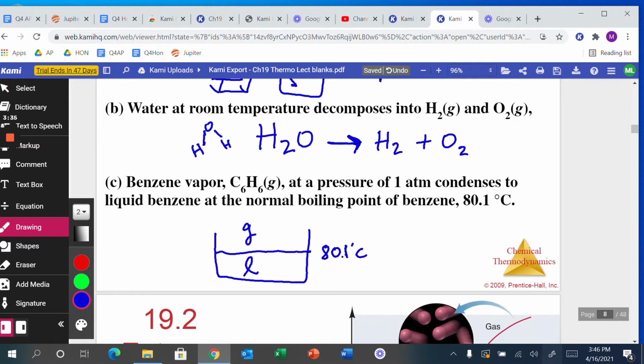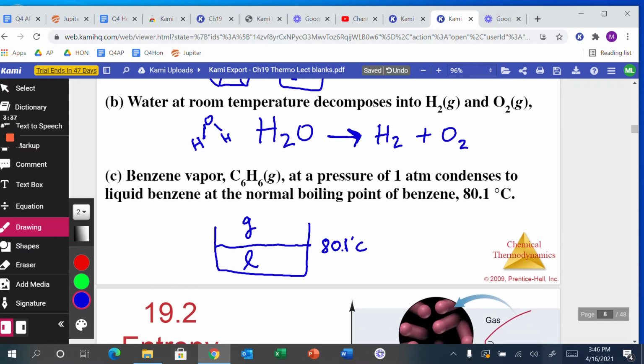Okay, it says benzene vapor C6H6 at a pressure of 1 atm condenses to liquid. So you're starting from gas and you're going to liquid. So that's condensation, and that's happening at the boiling point. Okay, so if this is the boiling point, this is the temperature by which the liquid goes into a gas. Okay, you're warming it up.